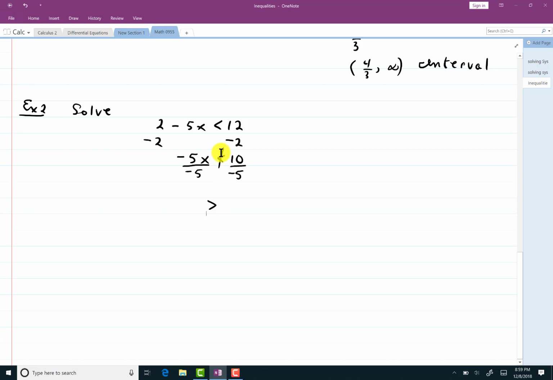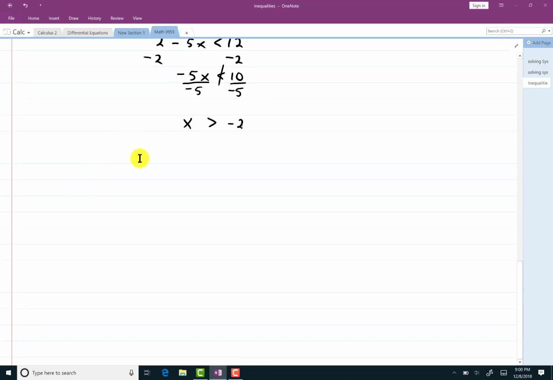Do you see it? I went from less than, now it's greater than. Over here I'll have a negative 2, and on the left I will have just x. So this is x is greater than negative 2, all the numbers that are greater than negative 2. So I'll draw a number line. This will be my graph.